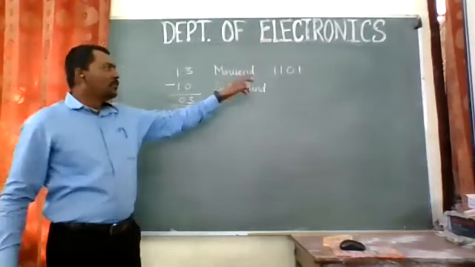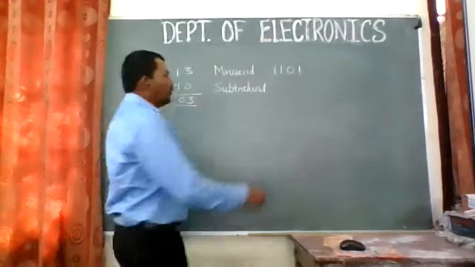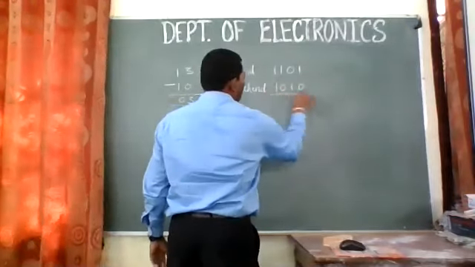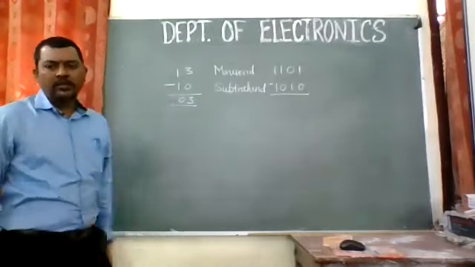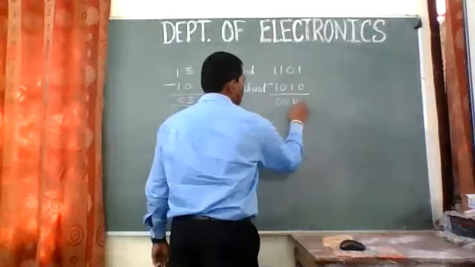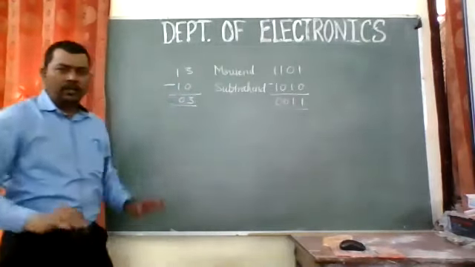Okay. So 1101. For 10 we wrote 1010. We subtracted them and the result was 0011, and this is equivalent to 3 in binary.